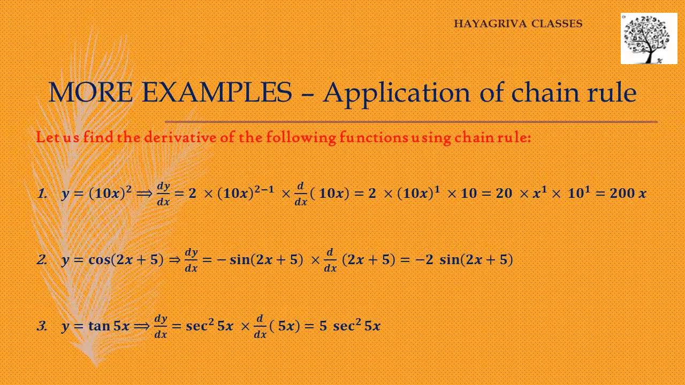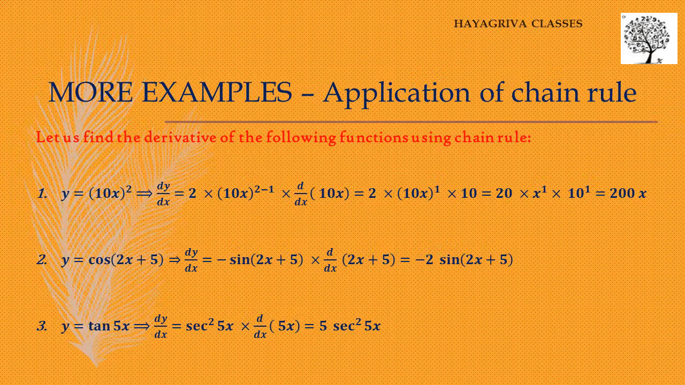So minus sine of 2x plus 5, and then go on to differentiate 2x plus 5. If you differentiate 2x plus 5, you get 2, because you know that if you differentiate a constant, it becomes 0. So your final answer is minus 2 into sine of 2x plus 5.